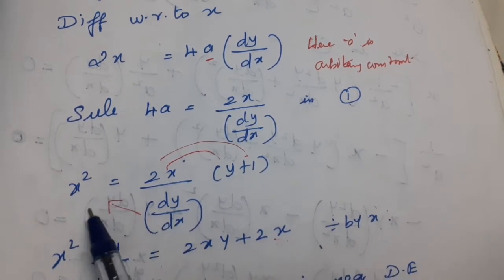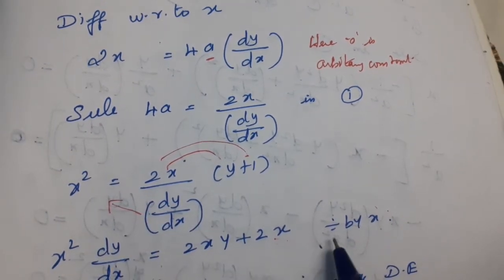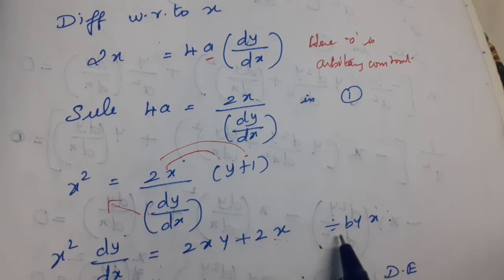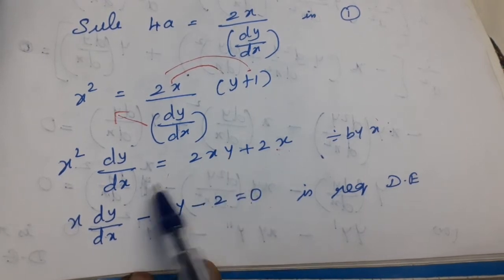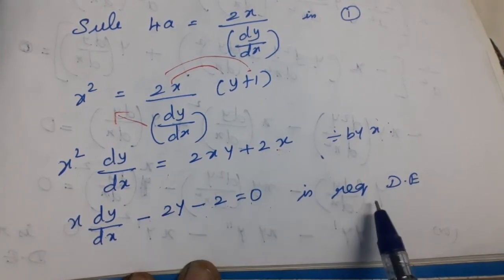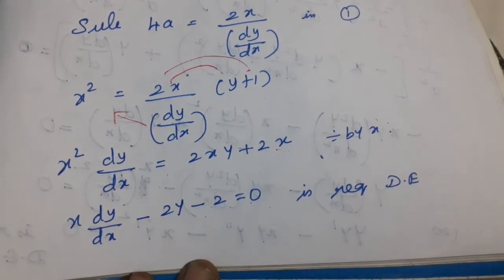x square into dy by dx is equal to 2xy plus 2x. Now divide both sides by x. So x into dy by dx minus 2y plus 2 becomes minus 2 is the required differential equation.